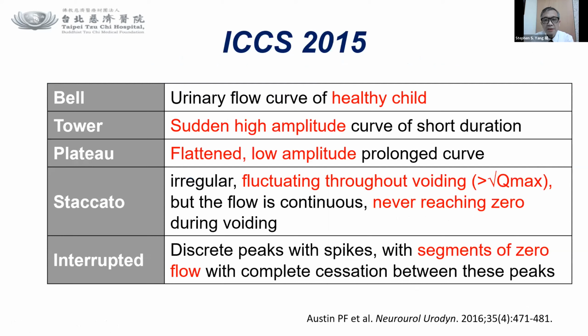In addition to those parameters, we believe that flow pattern is a very important parameter we need to define. So ICCS in 2015 classified the flow pattern into 5 types: bell, tower, plateau, staccato, and interrupted. As you can see, all these are descriptive, and only some minor objective parameters were used in the definition of the curve. For example, for staccato, they mention fluctuations throughout voiding greater than the square root of Qmax, and the flow never reaching 0. For the interrupted, it says that if there are any segments of 0 flow, it is interrupted.